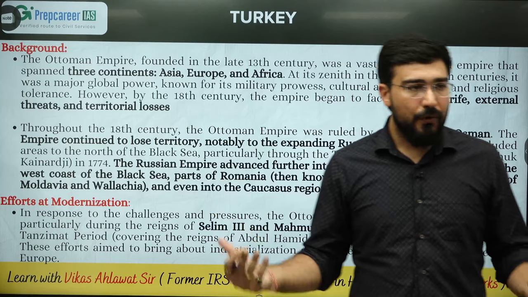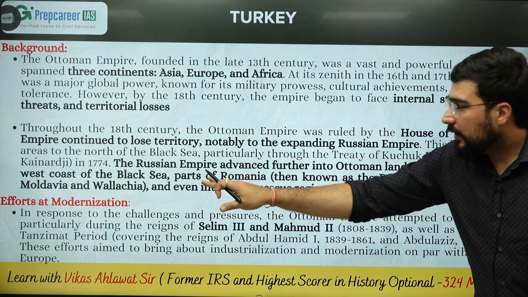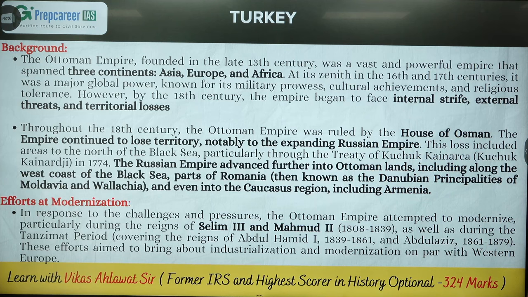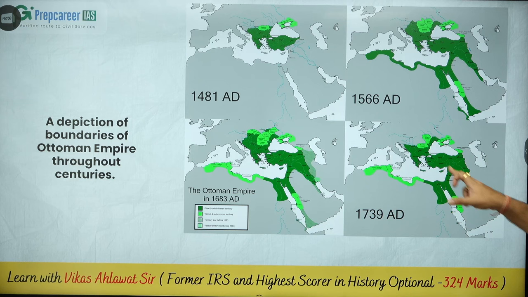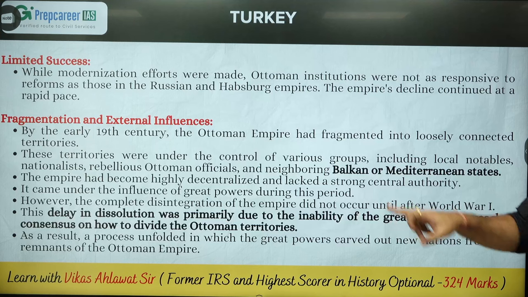Turkey was on the verge of decline. It continued to lose its territory one after the other, and the biggest expansion was that of the Russians. Okay, efforts were made at modernization by some of the monarchs like Selim III as well as Mahmud II, but they did not succeed in the long run. So this is how it kept on increasing: 15th, 16th century, 17th, 18th. This is how it was. Like in Africa also, in the eastern part of Europe also, and even some part of Asia. So this was a very big empire, and it was now on the decline. And fragmentation was happening time and again.